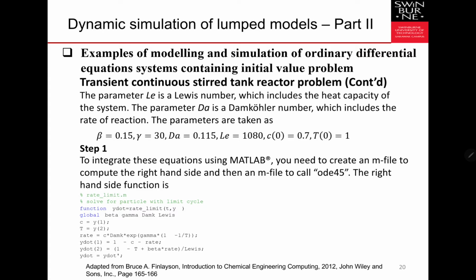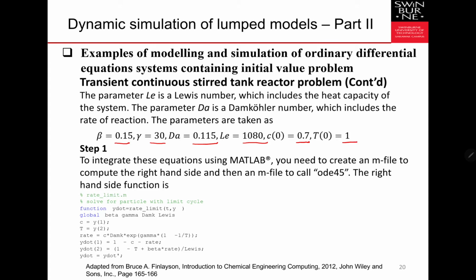If we take in this example the typical numerical values of beta 0.15, gamma 30, Damköhler 0.115, Lewis 1080, and then as the initial conditions, the dimensionless concentration at time t equals 0 is 0.7, and then the dimensionless temperature at time t equals 0 is equal to 1.